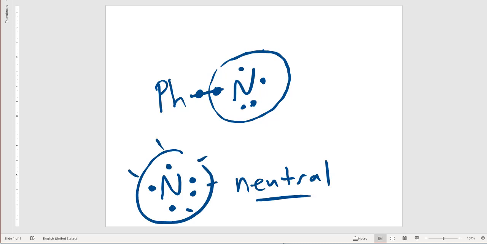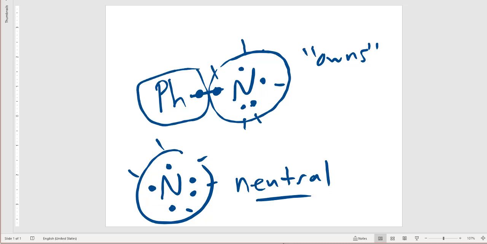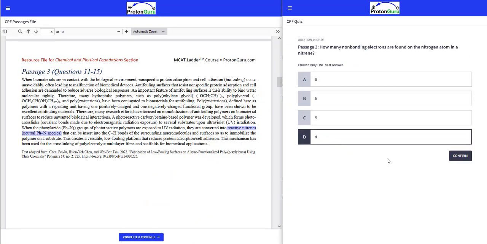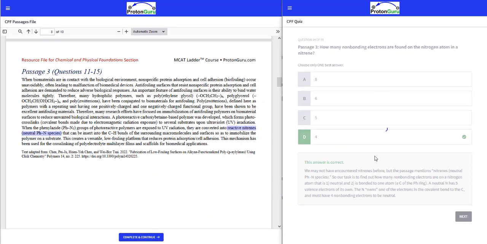1, 2, 3, 4, 5. Remembering that it only sort of owns half the electrons in a bond because it's sharing one with the phenyl group. So this question asked us how many non-bonding. So all 4 of those, 1, 2, 3, 4, that we had to draw in aren't doing bonding. So jump back to our question, put down our whiteboard, and we see that there are 4.